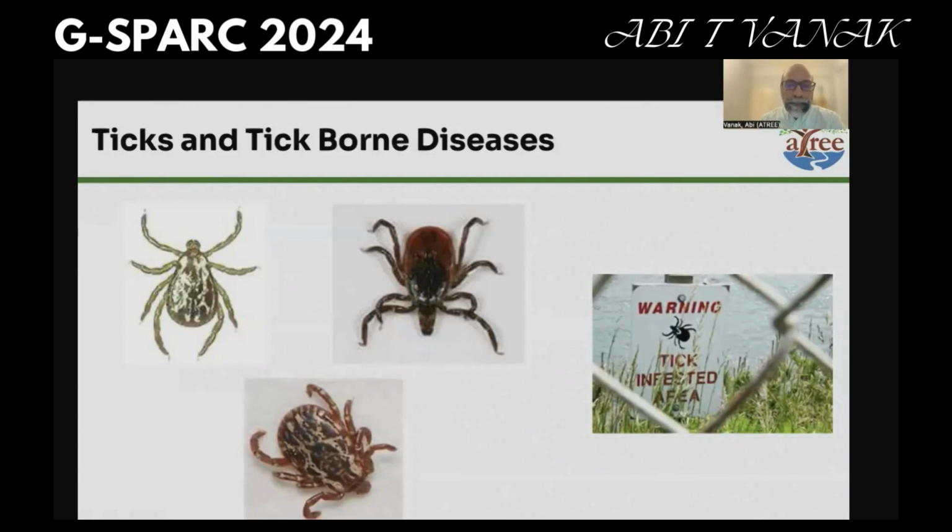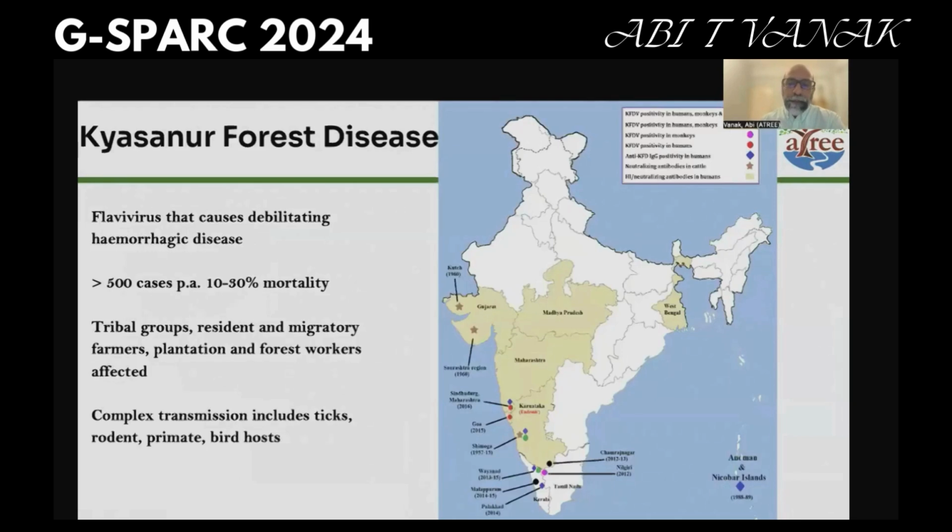In India, you have diseases like Kyasanur forest disease. This was first discovered in Karnataka, in areas around Shimoga district. This is a flavivirus that causes, at its end stage, fairly debilitating hemorrhage. Initially, it used to result in greater than 500 cases per annum, but the cases have come down over time, and the mortality has also.